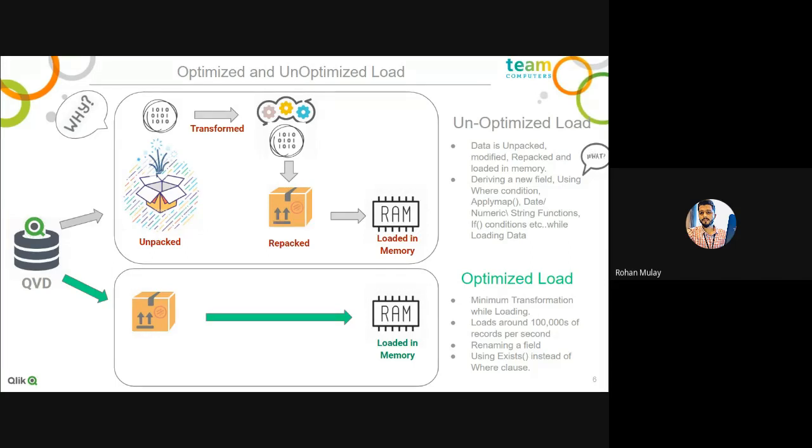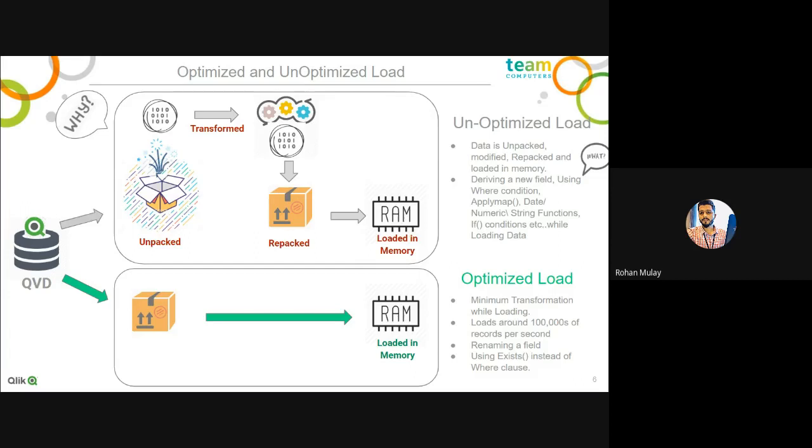So basically, from the name itself, you'll come to know that optimized is something that is good, that is taking less time, that is beneficial, and unoptimized is an approach we might be using without being aware of it, and it might take much time. So we are going to see here what is optimized and unoptimized load. Load means loading the data from QVD, specifically in our scenario in QlikView.